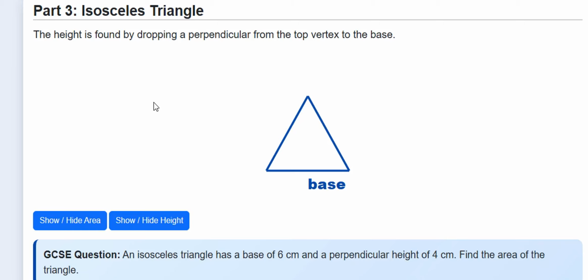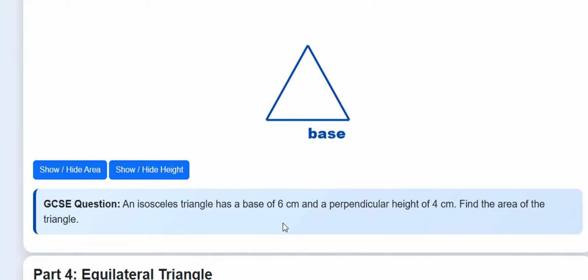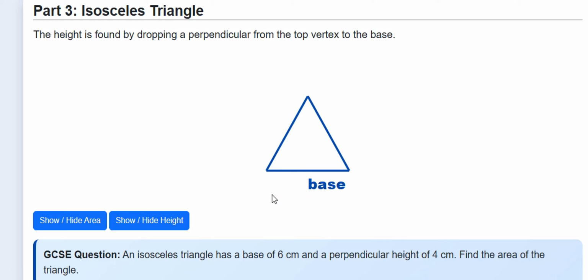Here you are told an isosceles triangle has a base of 6 centimeters and a perpendicular height of 4 centimeters. Then find the area of the triangle. An isosceles triangle has two sides which are equal, so this side and this one would be equal.